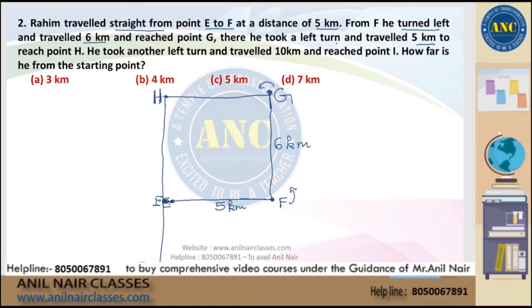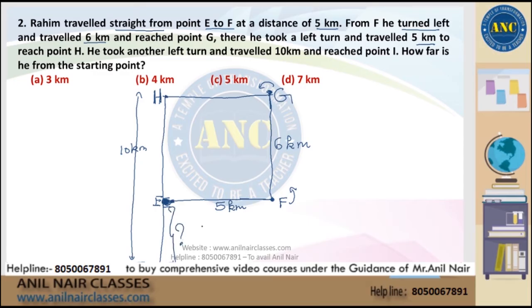Now, how far is he from the starting point? So this total distance, H to I, is 10 km. Okay. How far is he from the starting point? The starting point was point E and now he is at I. We have to find out this distance.